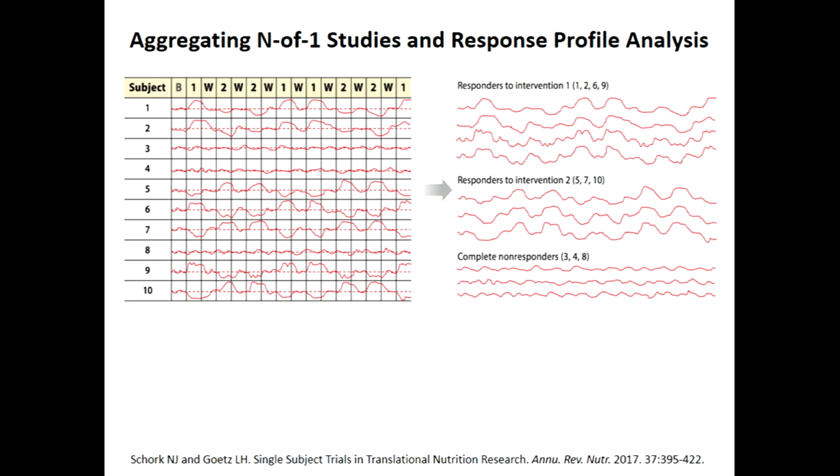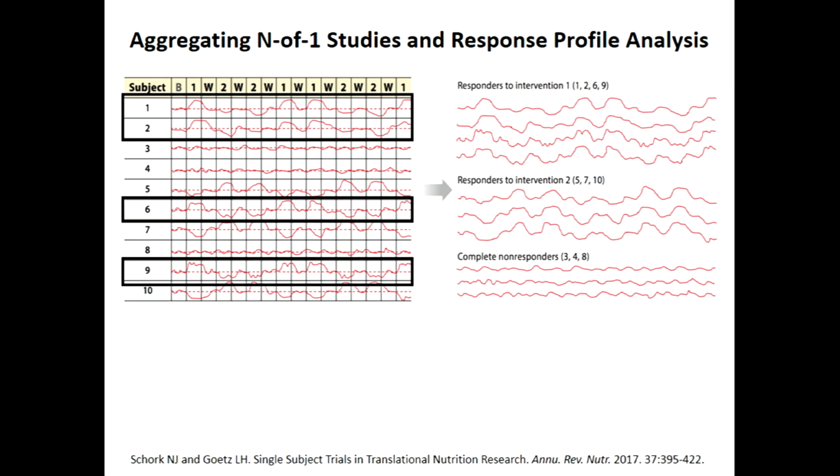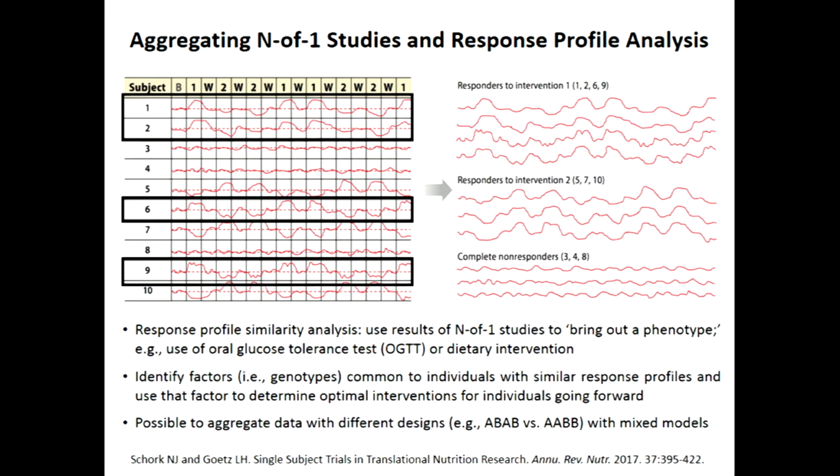So let's say you have 10 patients that you've subjected to an N of 1. You could look at the trends that they exhibit over the trial and group them into clusters and then ask questions about what those individuals might have in common. Maybe they share a genotype, maybe they share an environmental exposure. And in that way, you might have some way of determining the best intervention for future patients without having to subject them to an N of 1 trial.